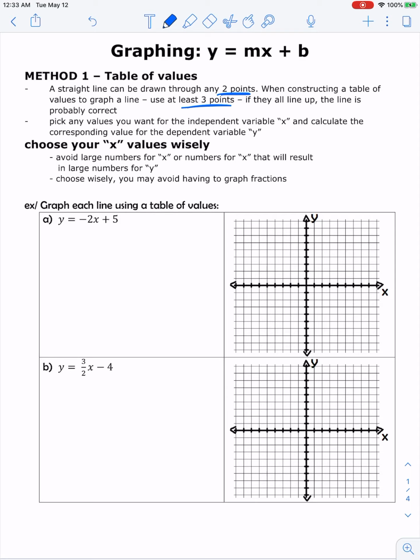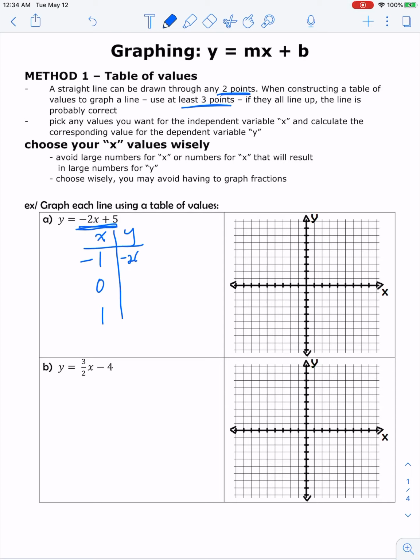And choose your x values wisely. Sometimes it makes more sense to choose some values than others, just so that you don't have to deal with fractions. This first one is pretty easy. I would choose at least one negative x value and at least one positive x value, and then maybe also choose 0, because 0 is an easy one. Normally what I do is -1, 0, 1. Then for the y value, you substitute -1 in for x in this equation.